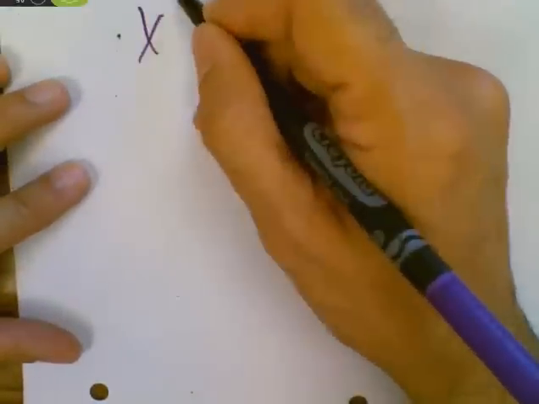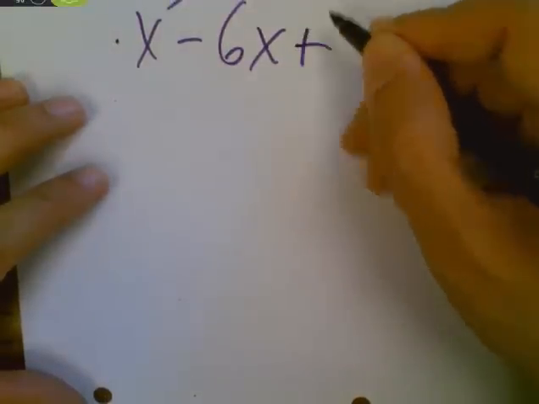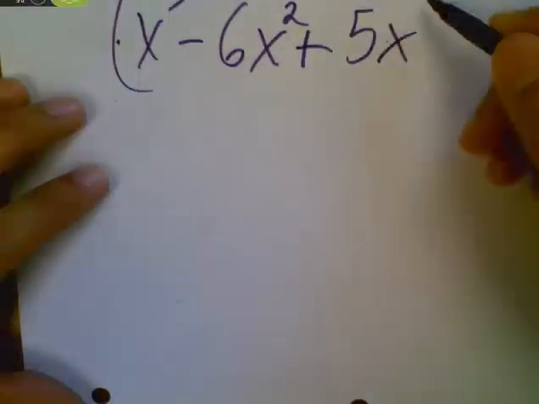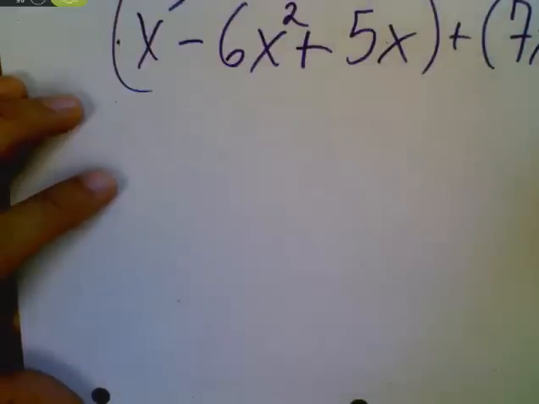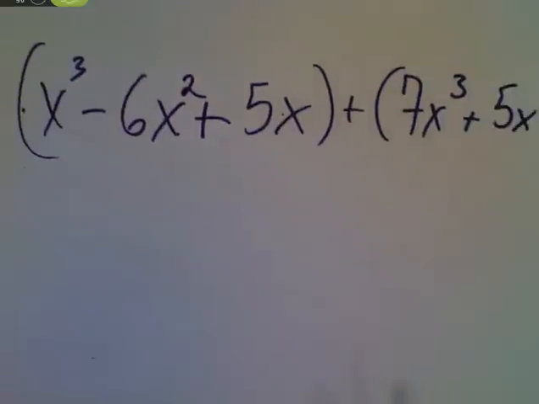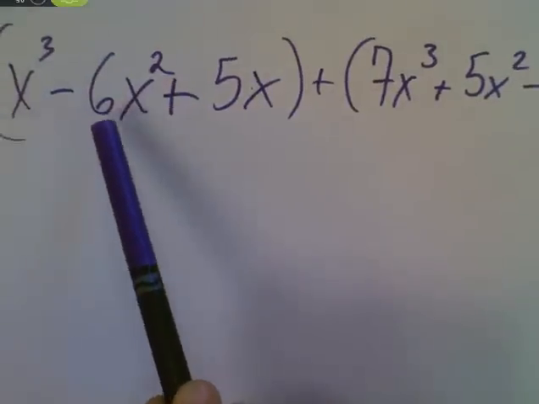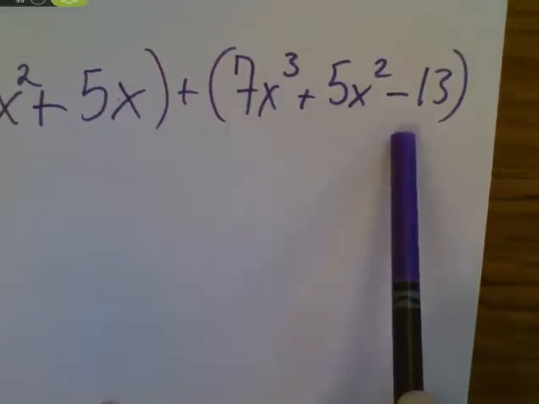So let's say I was going to add another set of polynomials. Let's say I went with something like x cubed minus 6x squared plus 5x, and we're going to add that to 7x cubed plus 5x squared minus 13. Once again, x cubed minus 6x squared plus 5x is one trinomial, and then I'm going to add that to 7x cubed plus 5x squared minus 13.